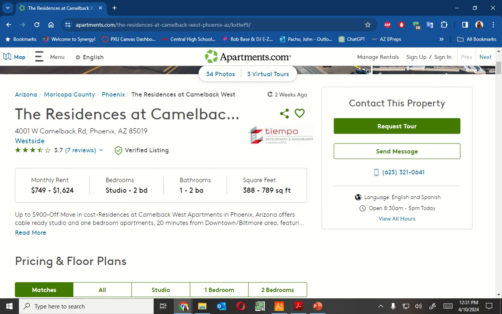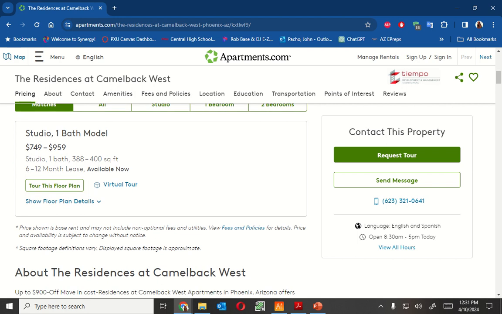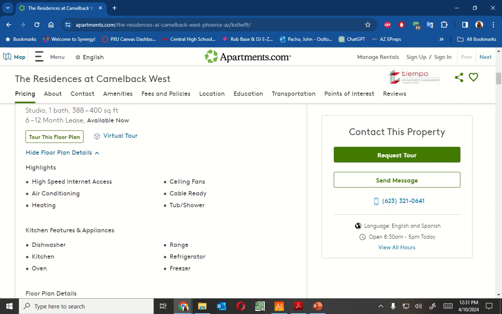Anyway, they put a range. So what we do is we find the specific one we want. Okay, so let's see. Right here, 749. Let's see what this one is going to look like. How much is 400 square feet? Okay, 400 square feet is basically 10 feet wide by 40 feet.